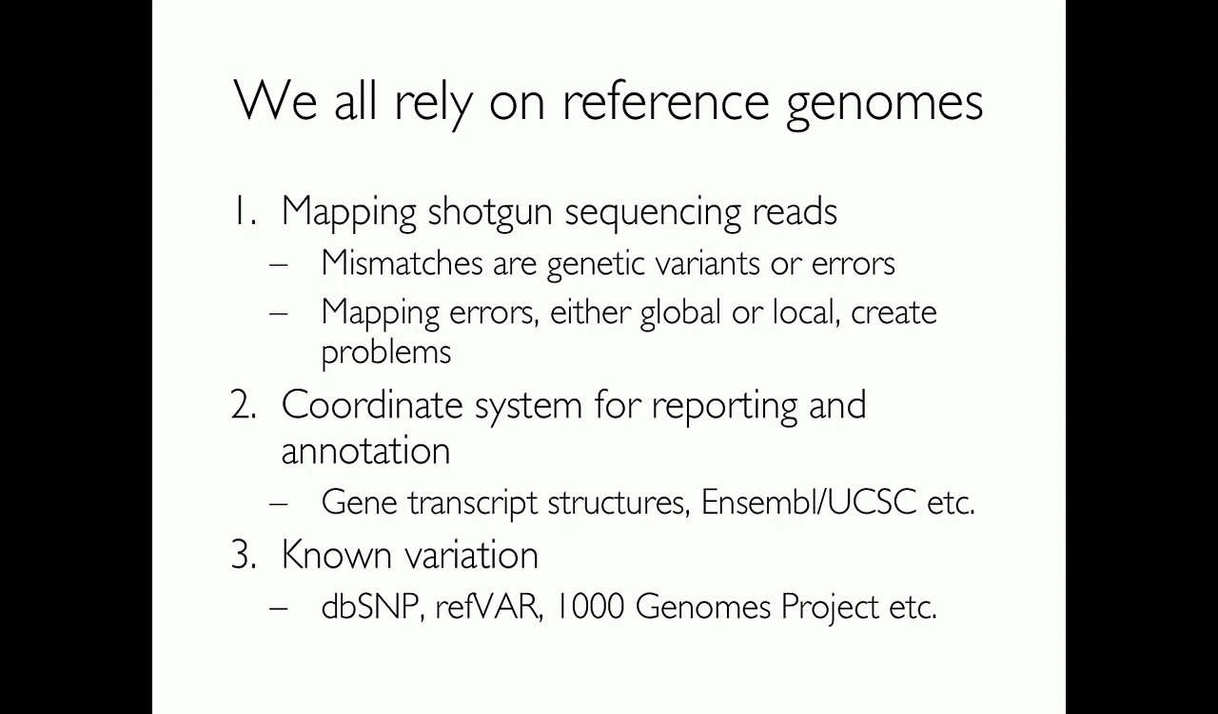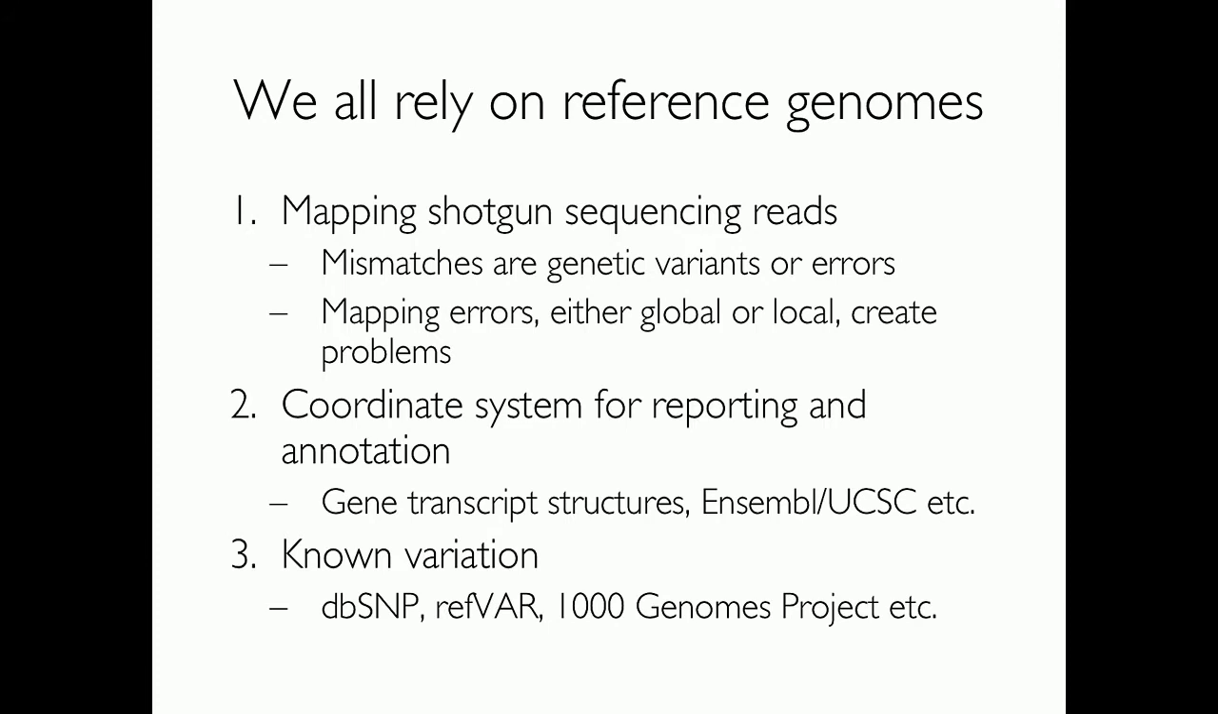But in order then to work out where they come from, you have to have a map, which you can put them in. And so we use reference genomes for mapping sequencing reads. And that immediately raises an issue that mismatches are either errors, which you're not interested in, or they're genetic variants, which possibly is the thing that you're really looking for. And you have to distinguish between things you absolutely want to throw away and things that you really care about.